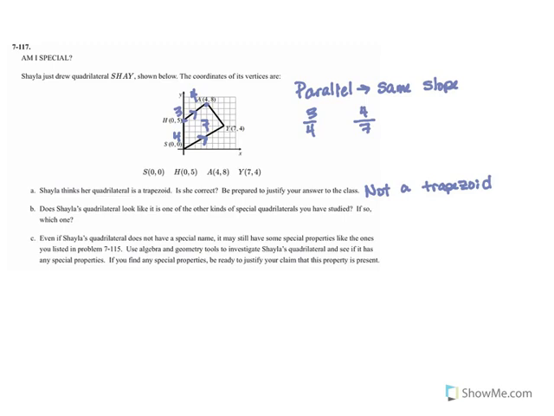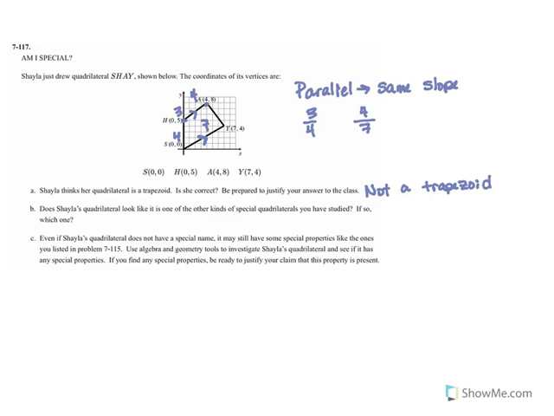And you should have something written down about the reasoning being because they don't have the same slope for those lines. Those lines have to be parallel for it to be a trapezoid. Part B says, does Sheila's quadrilateral look like it is one of the other kinds of special quadrilaterals you have studied? If so, which one?